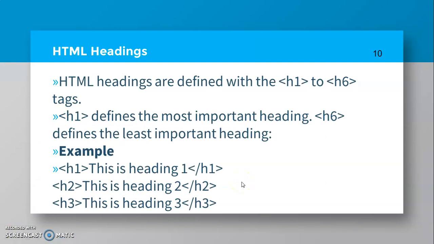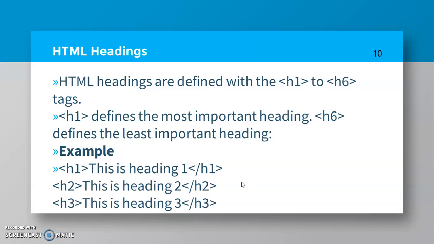So till now we have studied the basics of HTML: how to write a program, how to execute it, how to save it, then what is the basic structure of HTML, what are the basic tags of HTML, then what is an element, what is a start tag, what is an end tag. These things we have studied till now. Next is HTML headings.